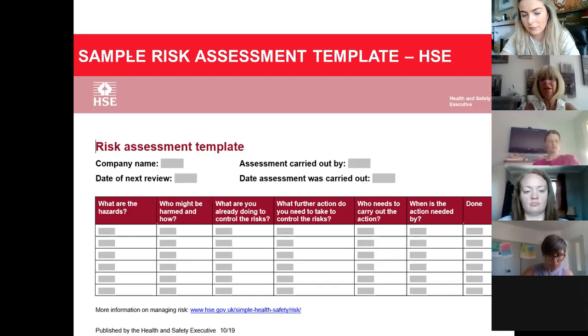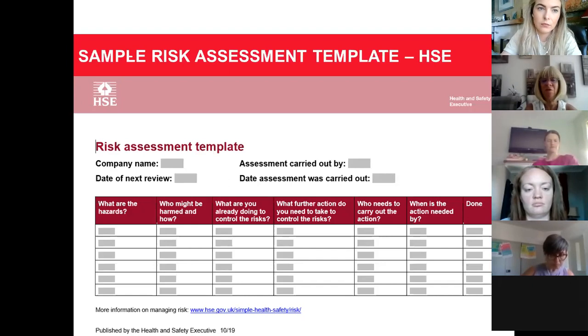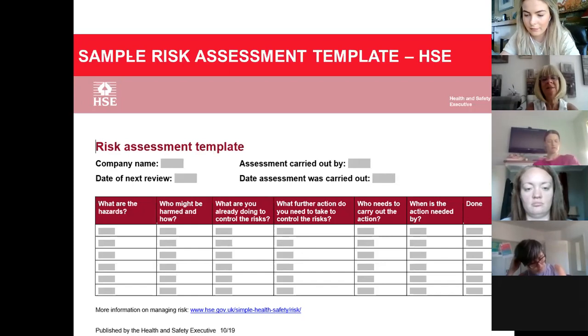But the next section, what further action do you need to take to control the risk? This is going to be the meaty part of the risk assessment going forward, because we know that we're going to have to do a lot of work to make our workplace safe in order to be able to return people to work. And this is where we need to think about what risks we're exposed to with regard to the COVID-19 virus and what we need to put in place to reduce that risk as far as we reasonably can. And as I said, I will give you some more information around this as we move through the presentation.